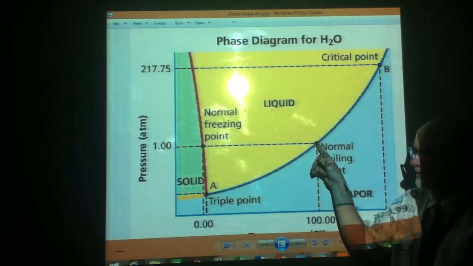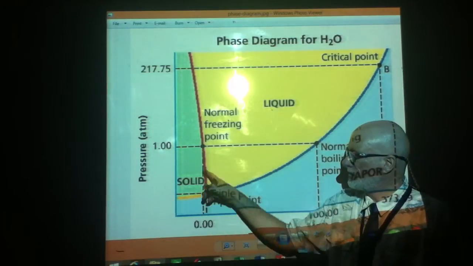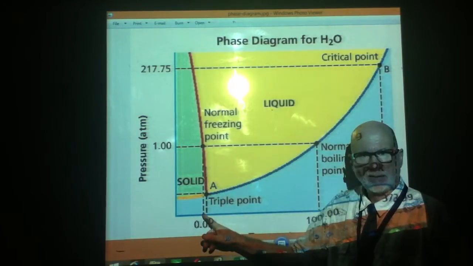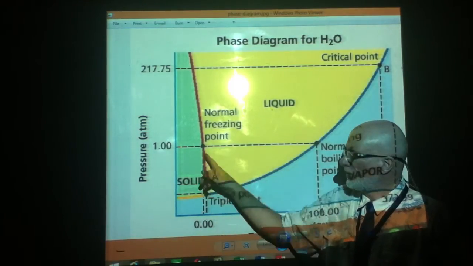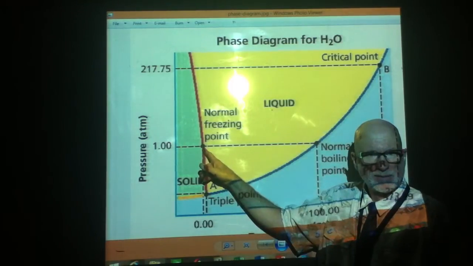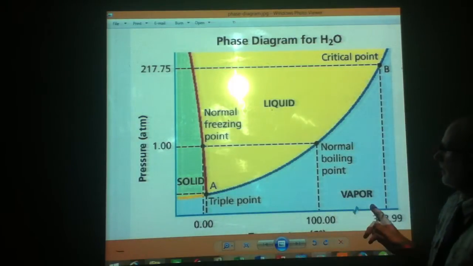Then it boils at 100 degrees Celsius. It melted at 0 degrees Celsius. See how that line there, if you draw it straight up, goes right to that point? Yes? Okay. And then above this is vapor.